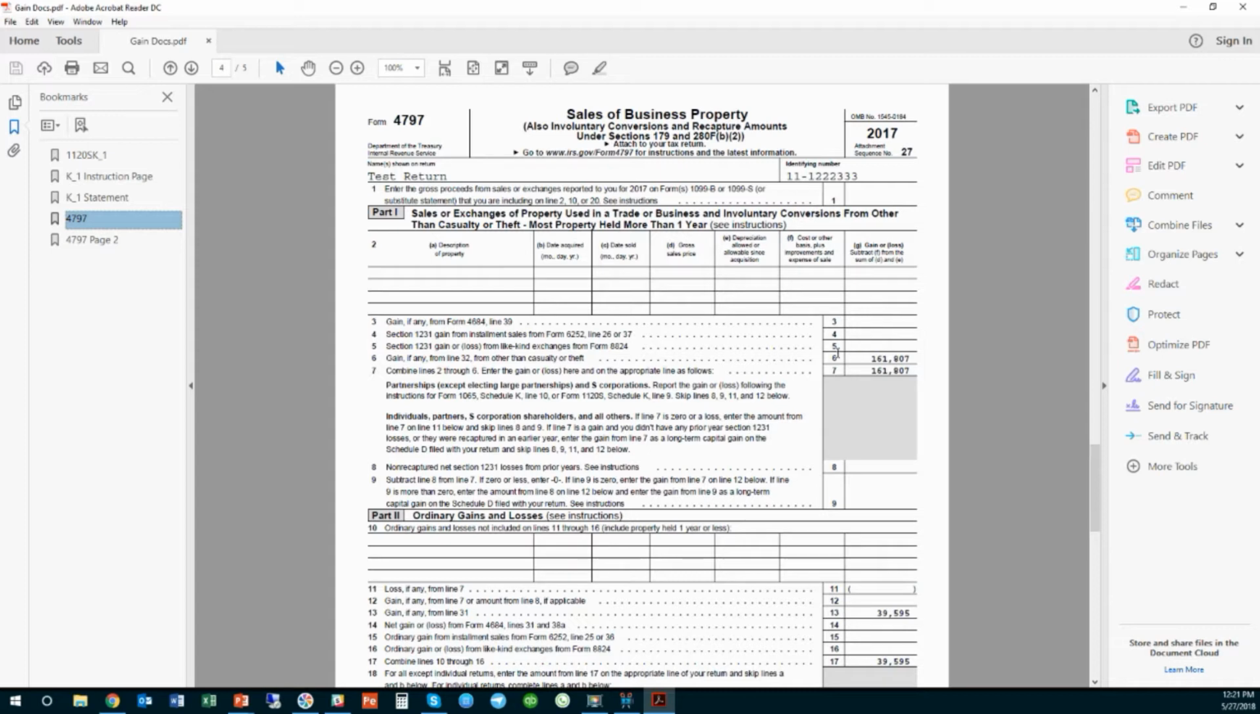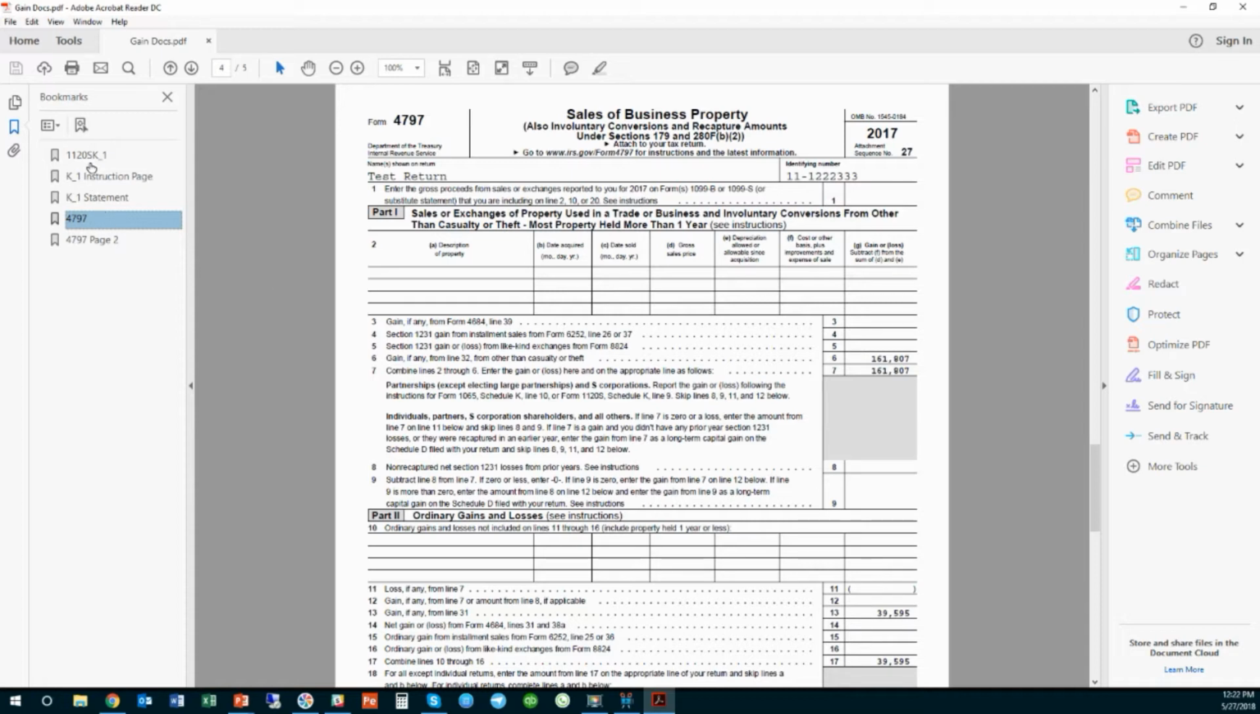Here's all of the non-ordinary gains, whereas this is the ordinary gains. This is the depreciation recapture we had on that 1245 desk. Okay, that 39,595. And then here's the rest of the gain. Now the question becomes, how come the 4797 doesn't break out unrecaptured 1250 gain, section 1231 gain, and all of that? I don't know. It should, frankly. I don't know why it doesn't make the breakout here, but it doesn't.